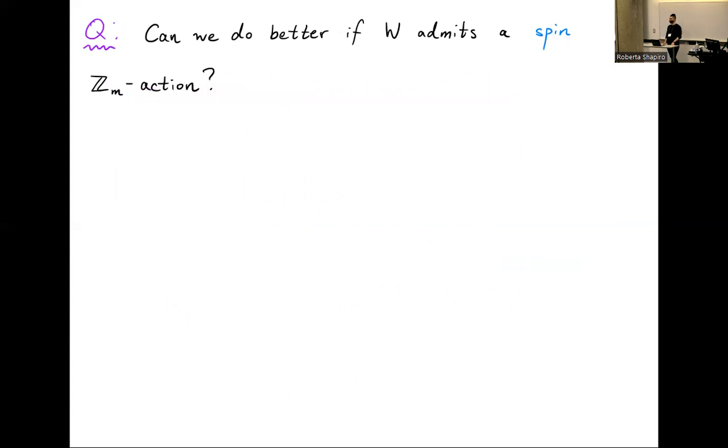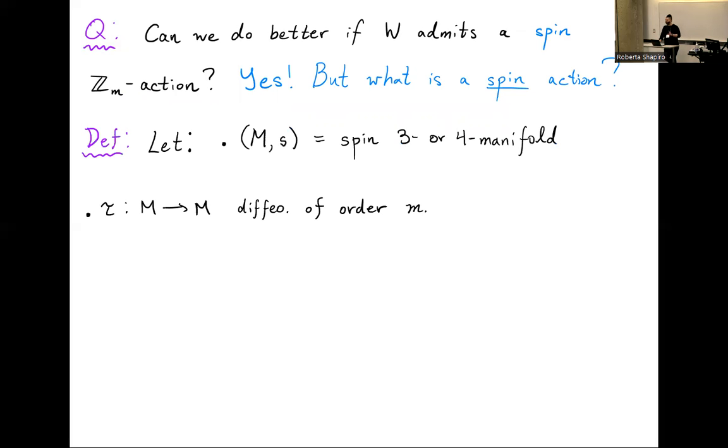So one question you can ask is, can we do better if W admits a spin Z mod m action? And the answer is yes, otherwise I wouldn't be giving this talk today. But what is a spin action? We've got to be a little bit careful about what's going on here. Let's let (M, S) be either a spin 3- or spin 4-manifold, S is the spin structure in question, and let's let tau be a diffeomorphism of order m.